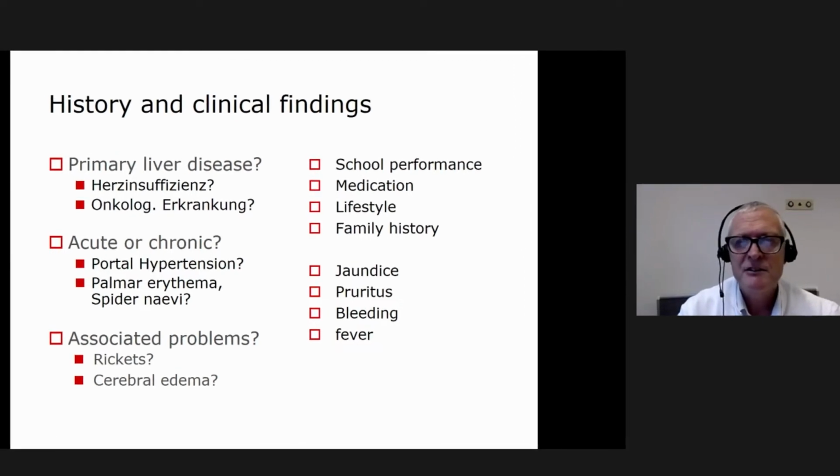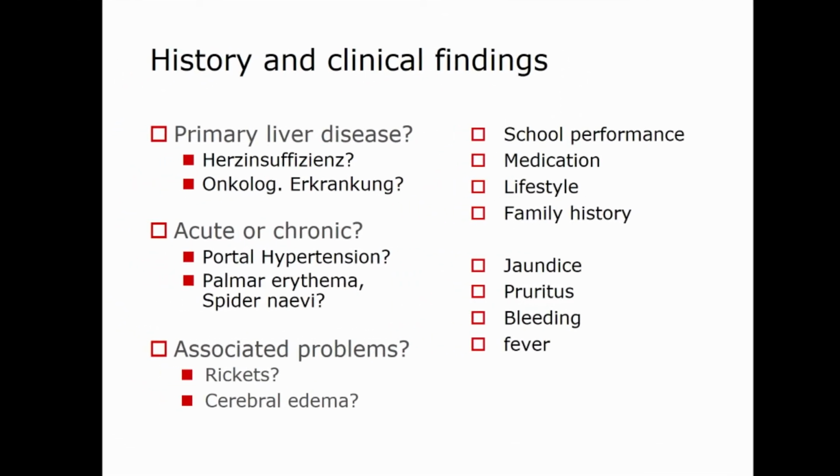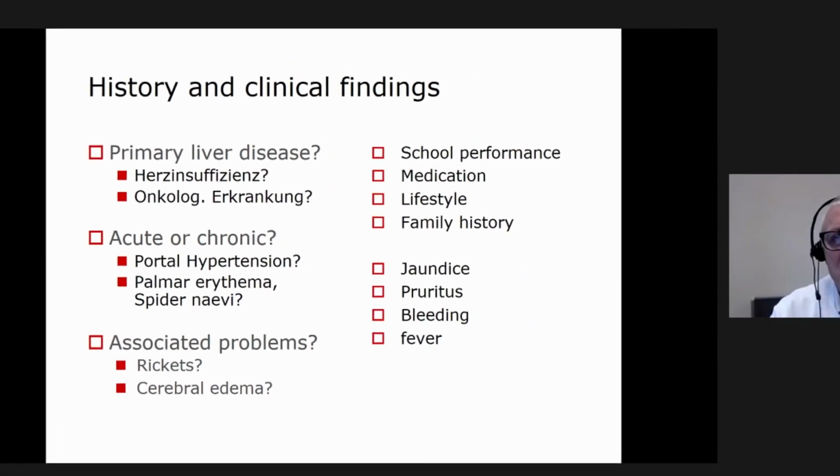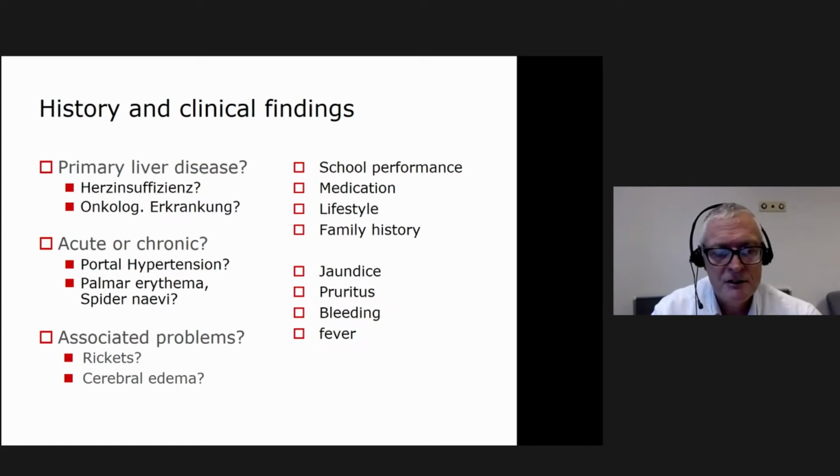You want to find out, is this primary liver disease, or is the liver just the victim of some other problem? Is there some cardiac insufficiency? Are there right ventricular problems with a return problem to the heart? Is there oncology? Could there be leukemia, for instance? And a harder question to answer than one thinks: is this acute or chronic liver disease? You look out for things like portal hypertension, palmar erythema, or spider naevi.